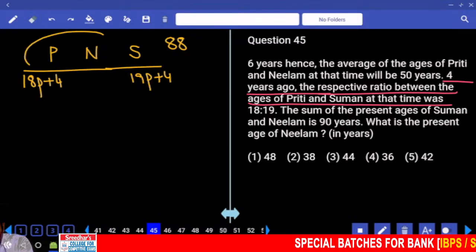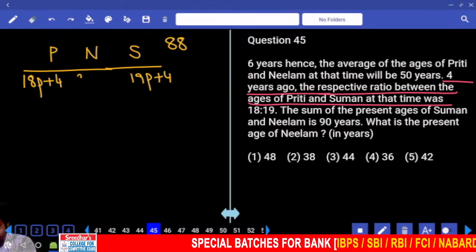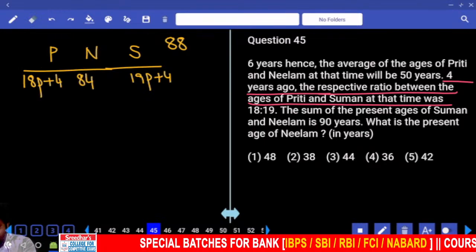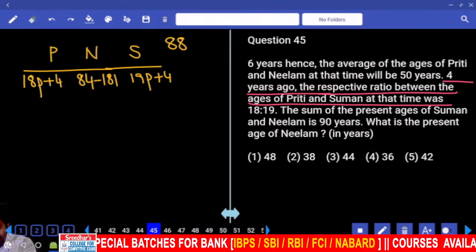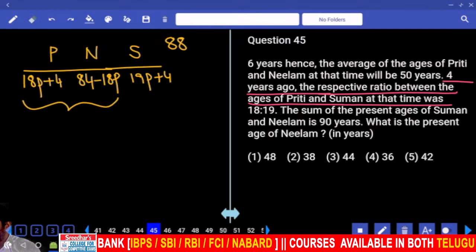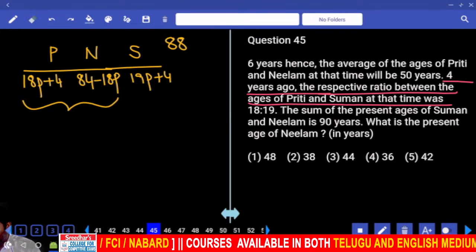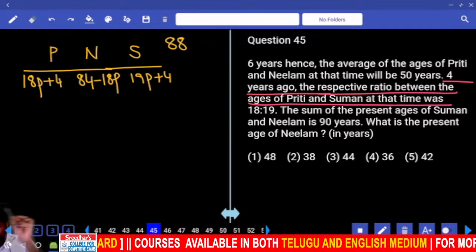And we know sum of present ages of Preeti and Neelam is 88. Then Neelam age must be equal to 84 minus 18 parts. Then only when you add both you get 88. Plus 18 parts minus 18 parts gets cancelled. 4 plus 84, 88. Is that okay?